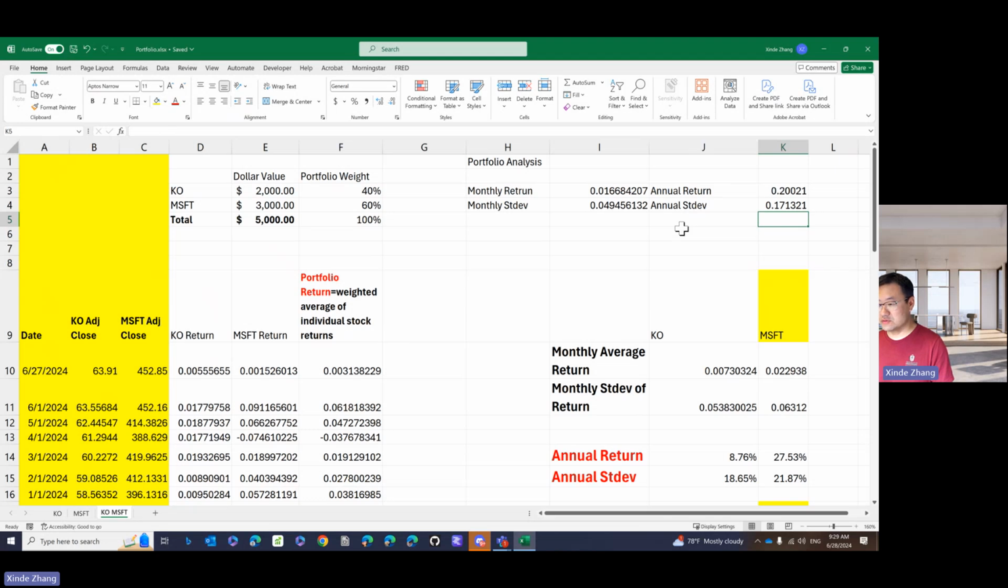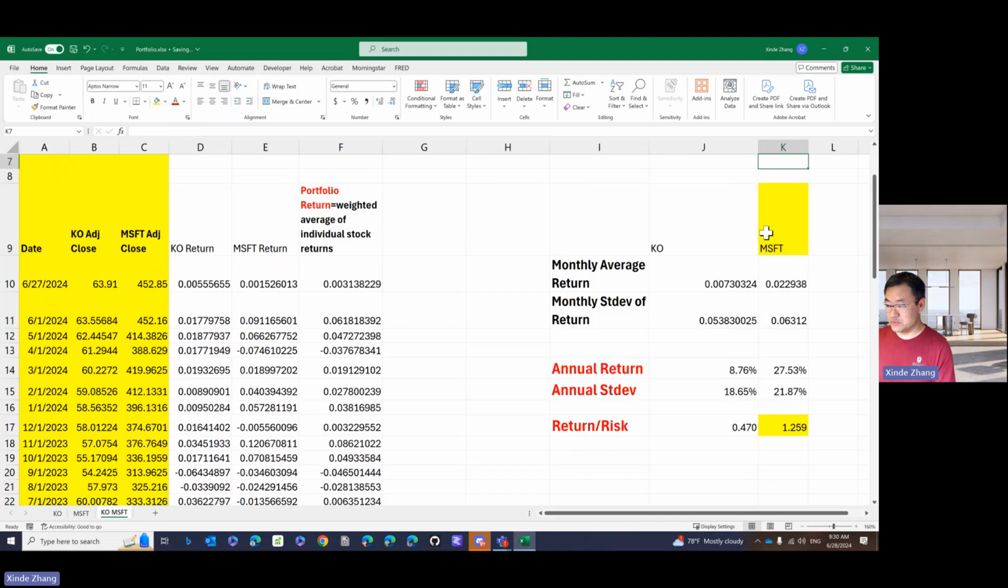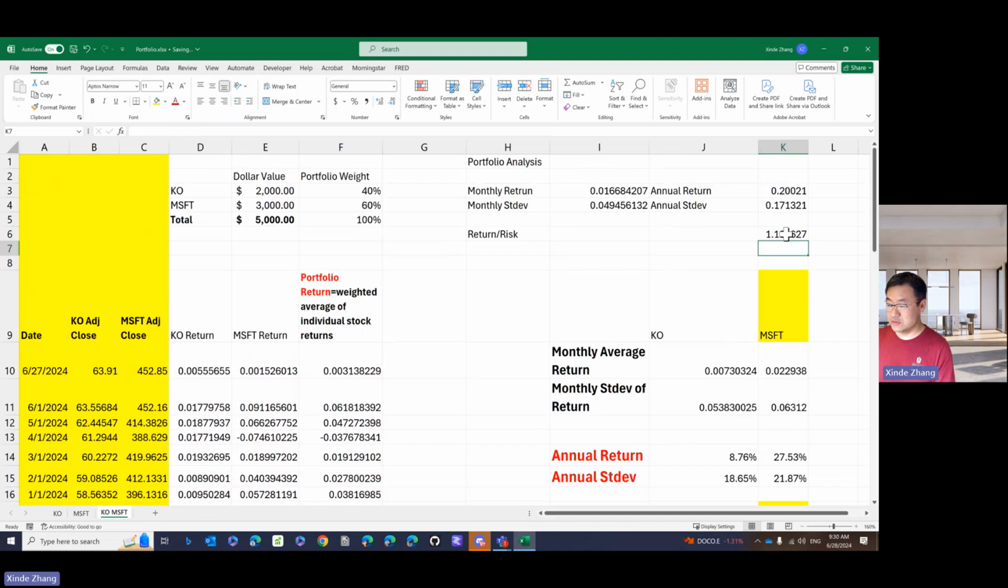And of course, we also would like to have this so-called return divided by risk. Okay. So this I'm going to just calculate for annual. That's equals this divided by that. Okay. So the number is somewhere in between the Coca-Cola and the Microsoft as expected, right?